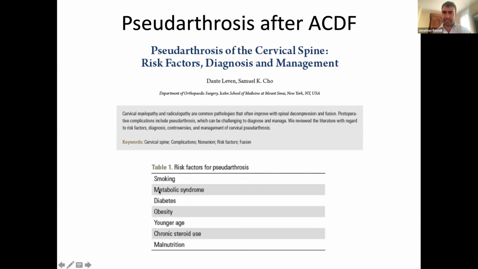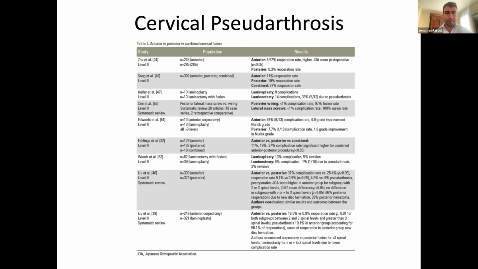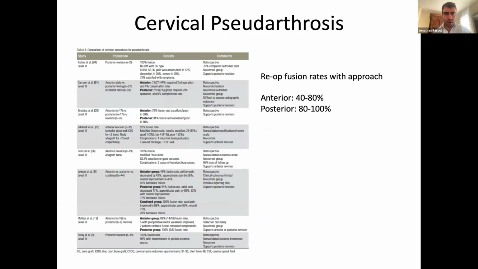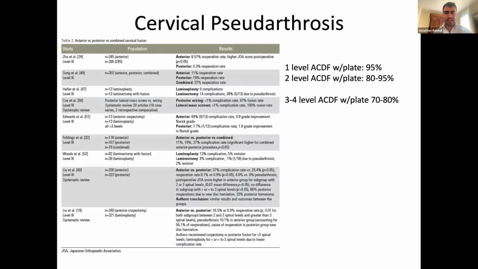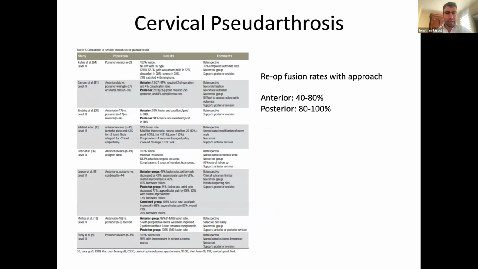Now, pseudoarthrosis is probably the biggest thing that we deal with after ACDF. The biggest risk factor is smoking, but other things like diabetes, obesity, being on chronic steroids, all these things can lead to pseudoarthrosis, right? And typically, the rates of pseudoarthrosis are higher with ACDF as compared to posterior, and the rates of pseudoarthrosis with anterior alone are higher than anterior-posterior surgery. If you do anterior and posterior, the rates of pseudoarthrosis are much lower. So plating has led to less pseudoarthrosis in higher level surgeries, not so much with the lower levels. It's kind of equivalent with standalone versus plating.